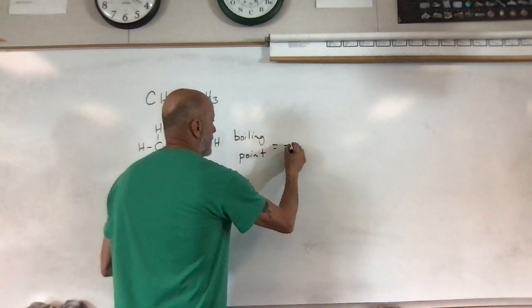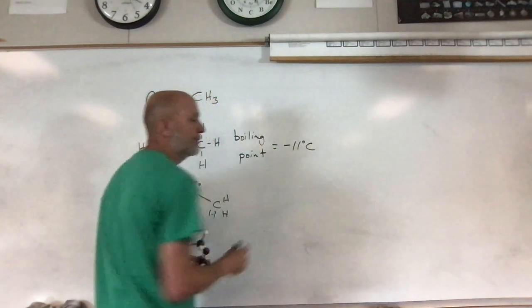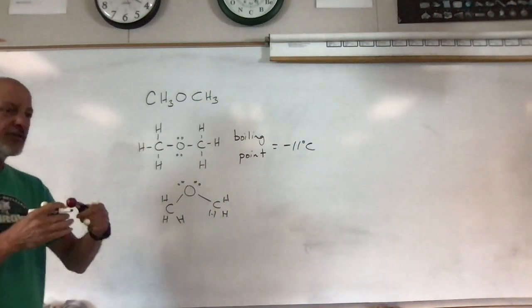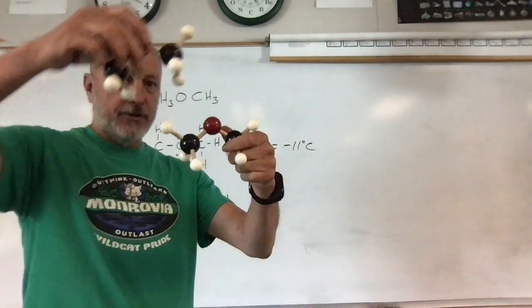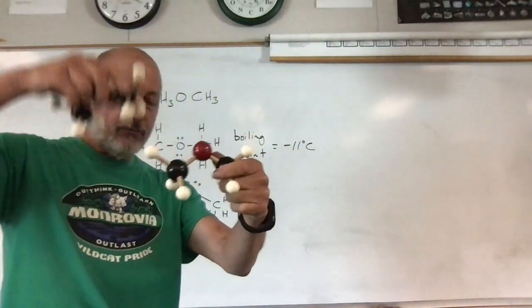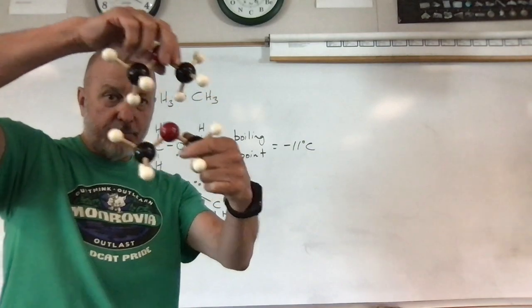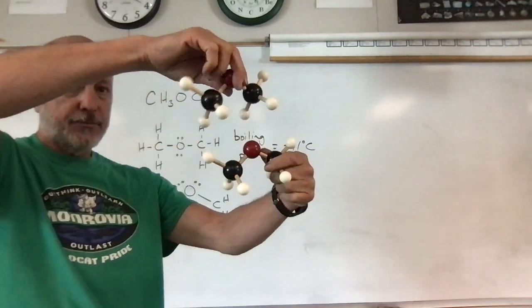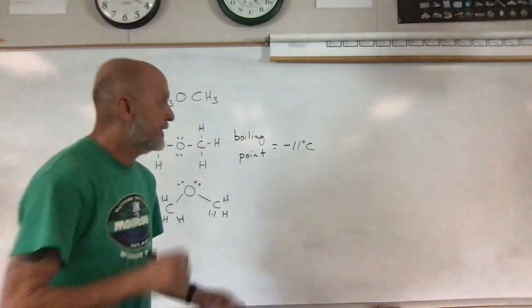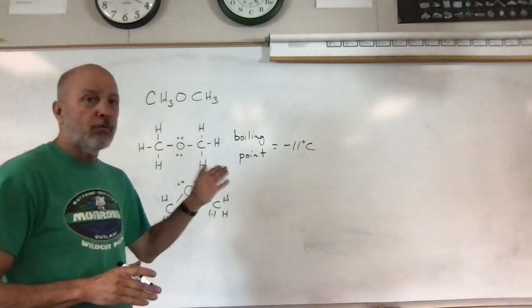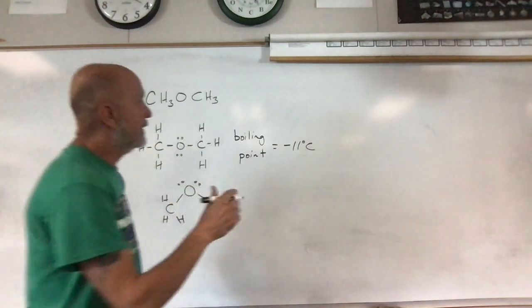There's enough holding it together, the boiling point equals negative 11 degrees C. So I've got to get this up to negative 11 degrees C before it can be a liquid. So the negative side of one molecule is going to be attracted to the positive side of another. And there's my dipole-dipole attraction between dimethyl ether molecules. Now this dipole-dipole attraction, as we mentioned, depends on how polar the molecule is. Let's look at another one.